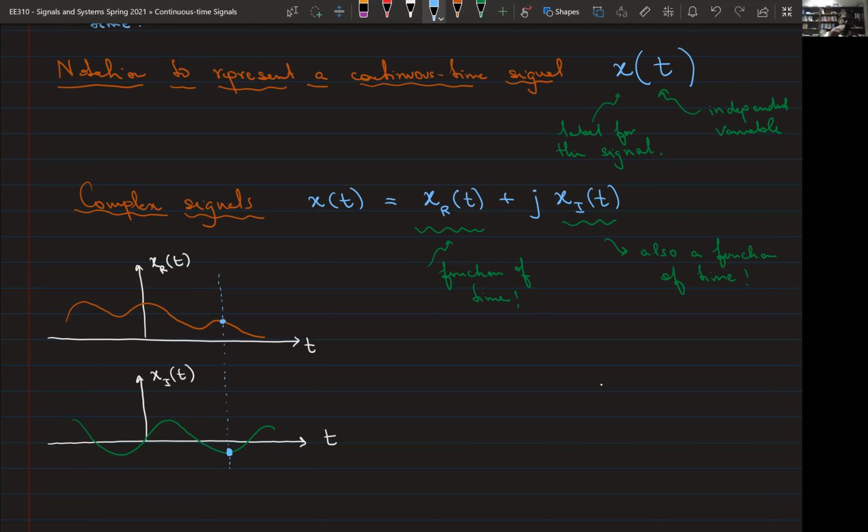So xr of t is this entire waveform as a function of t. Xi of t is this entire waveform as a function of t. And then at a particular time t, let's say at 1 second, if you sample this at 1 second, the real part का कोई number आ जाएगा, imaginary part का एक number आ जाएगा, that combined together gives you a complex number in a two-dimensional space. Is that clear, Hamza? Yes, sir. Thank you. Right? Now, at the same time, can I specify a polar representation of this complex number?